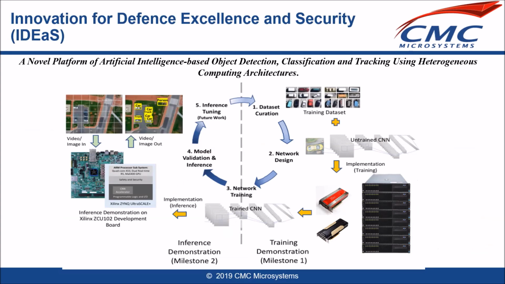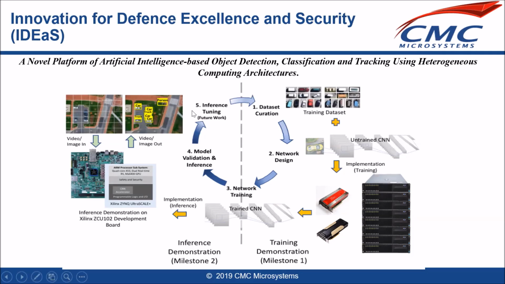So this is a 2 sub-project. The first one consists of training a convolutional neural network on a heterogeneous computing node. And then once the training is completed, we take the graph and we do the quantization and optimization to fit on the embedded FPGA that is shown here.